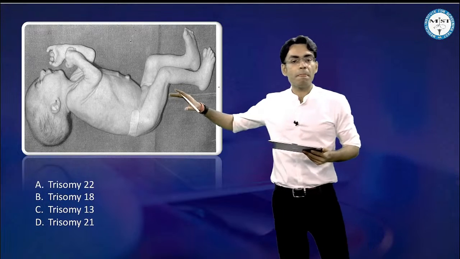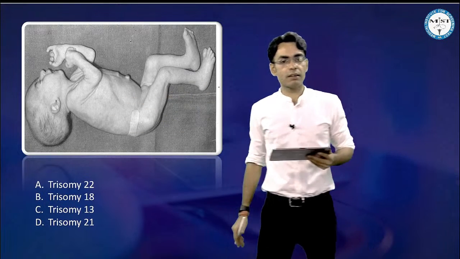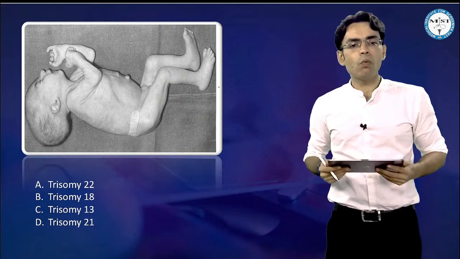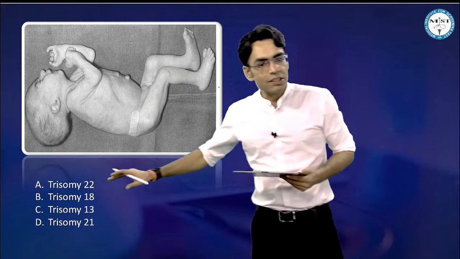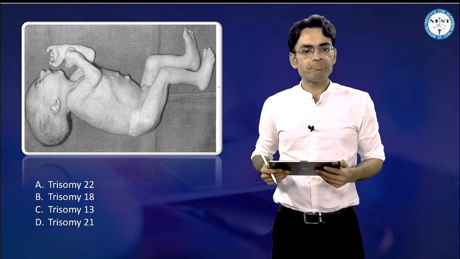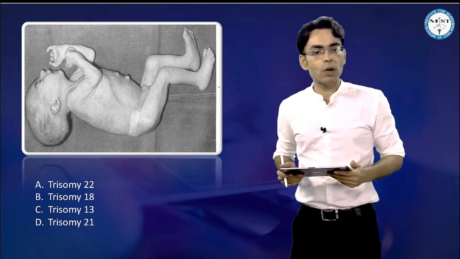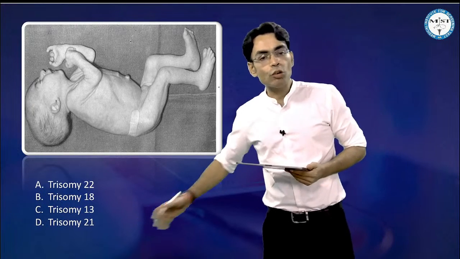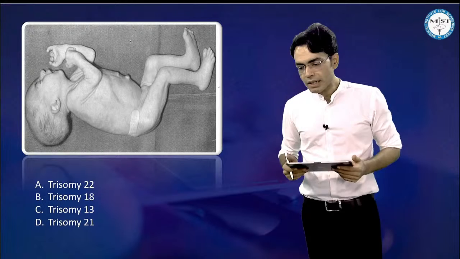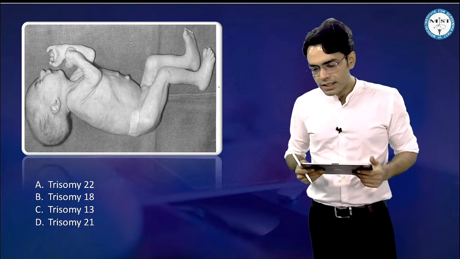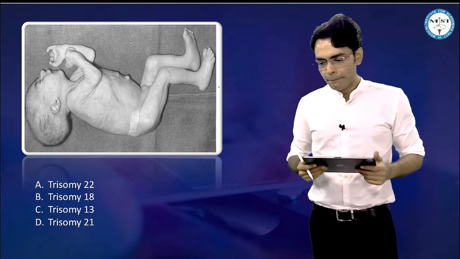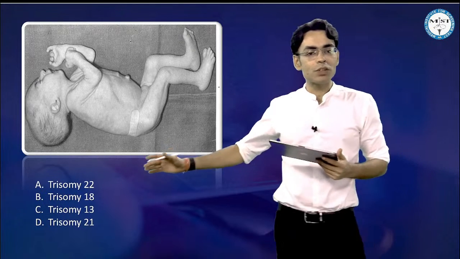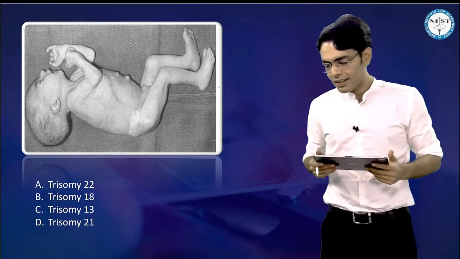Tell me, if you just have this image, what will be your answer? Is it trisomy 22? Is it trisomy 18, the Edwards? Is it trisomy 13, the Patau's? Or is it trisomy 21, which is Down's? Tell me, guys. Which kind of trisomy is it? Is it trisomy 22, 18, 13 or 21?